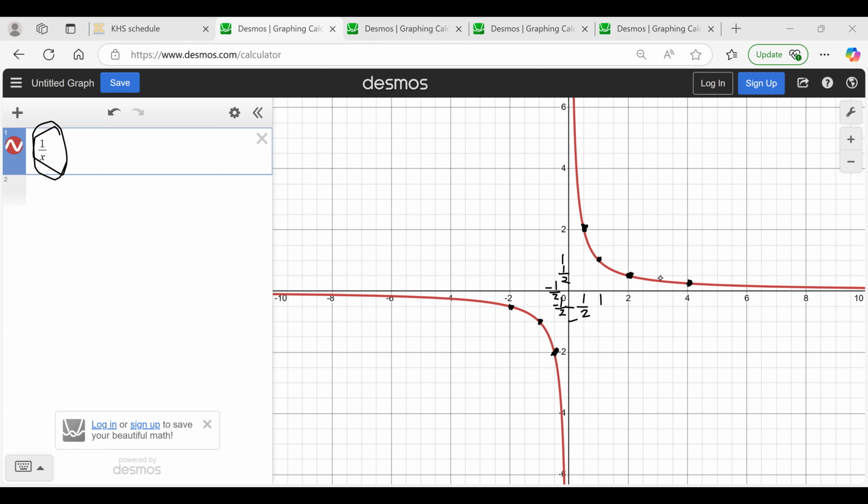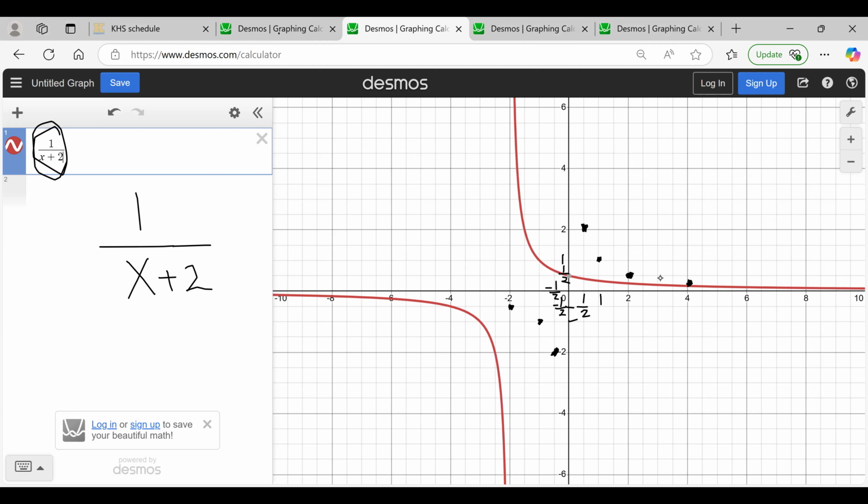So if I were to change, this is the parent function, 1 over x. If I were to put maybe like a +2 down here, what do you think would happen to my graph? Exactly, it would go to the left too. So let me exit out of here. Okay, you see this is the x + 2, and it shifted to the left. So all of those points, it just moved to the left. You guys see that? Okay, so the transformations are still going to be the same.